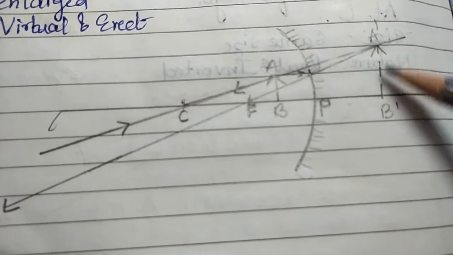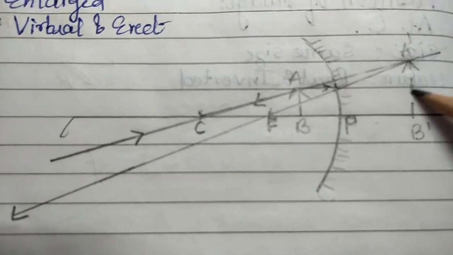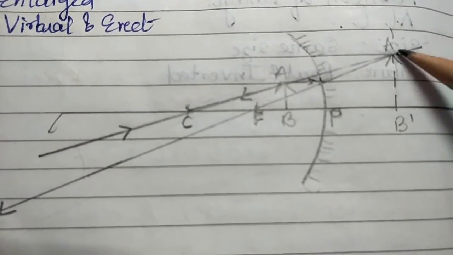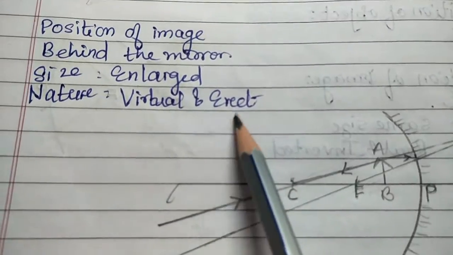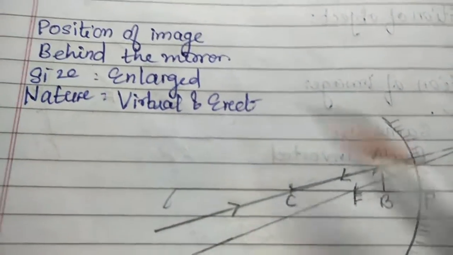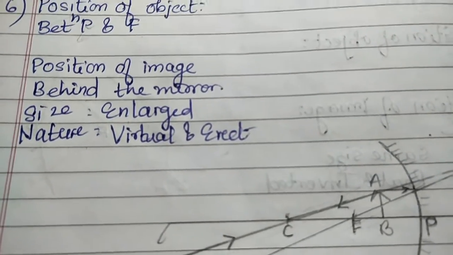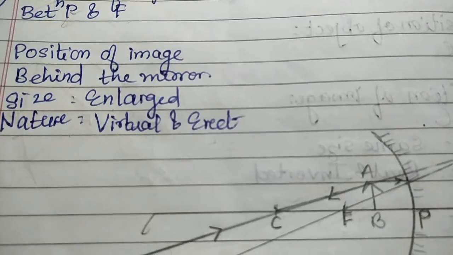Behind the mirror. So whenever rays meet behind the mirror, the image will be virtual and erect. Can you see this is erect and virtual? So you will have enlarged size. As you can see, the size is enlarged, but the nature is virtual and erect, and it is found behind the mirror, the image. Thank you. With this, we complete the images formed by concave mirror.